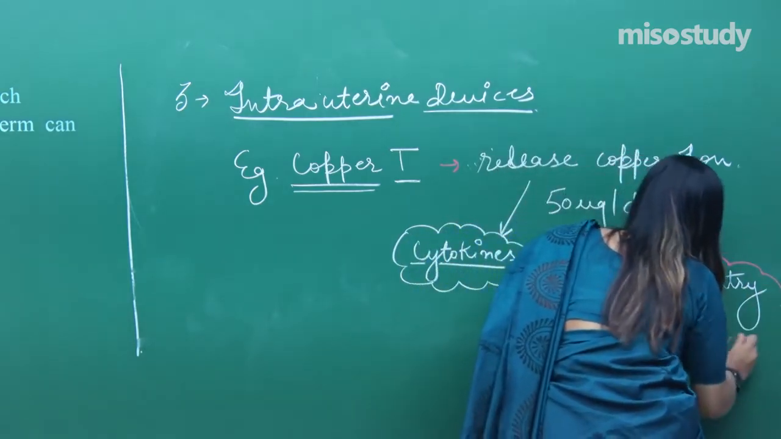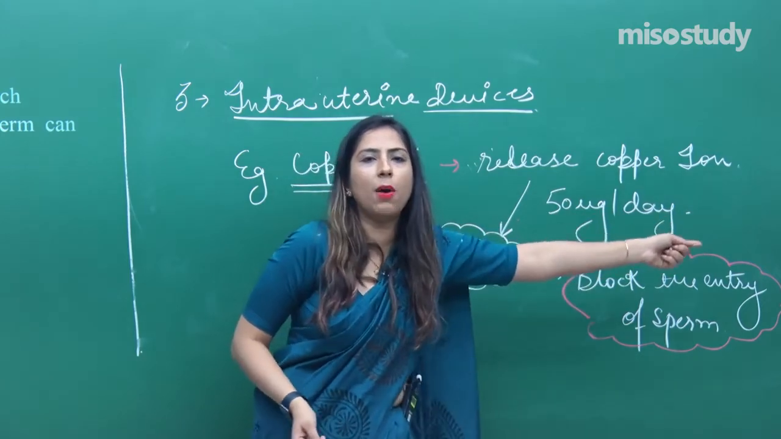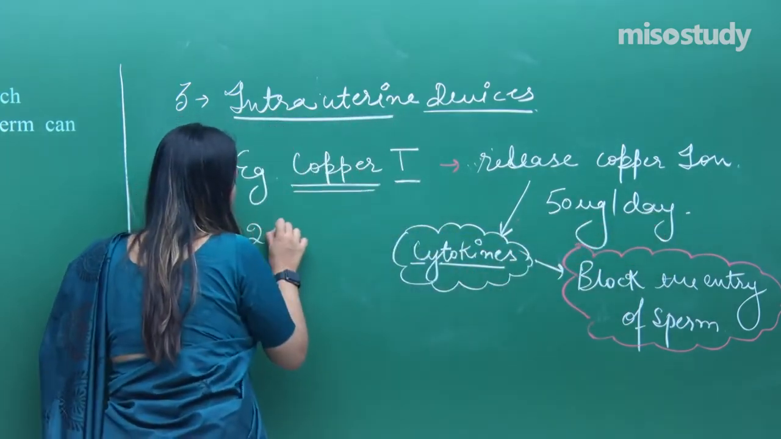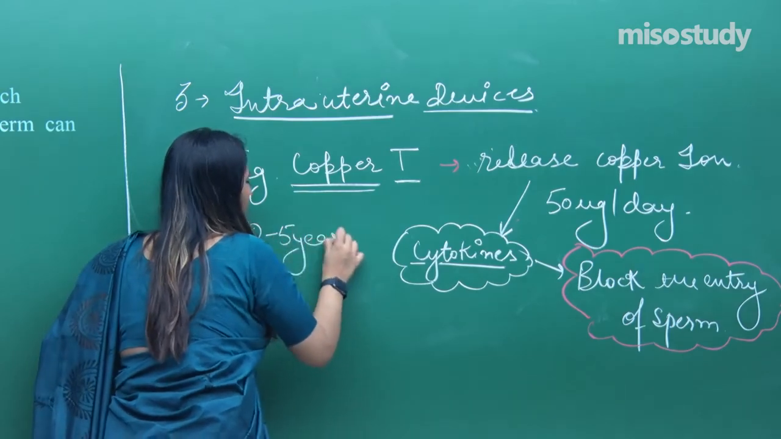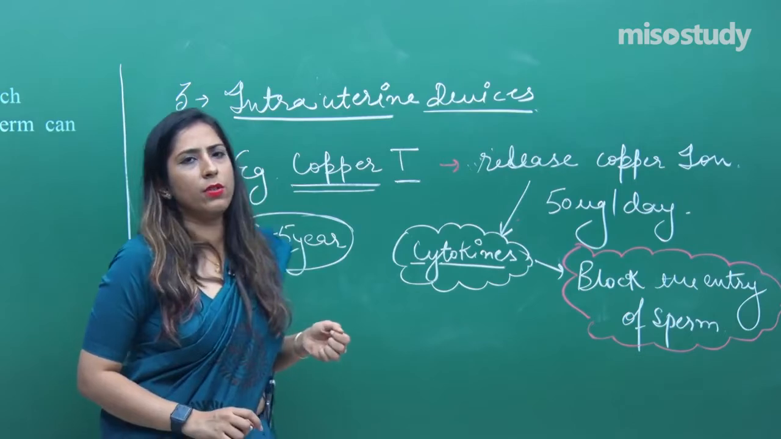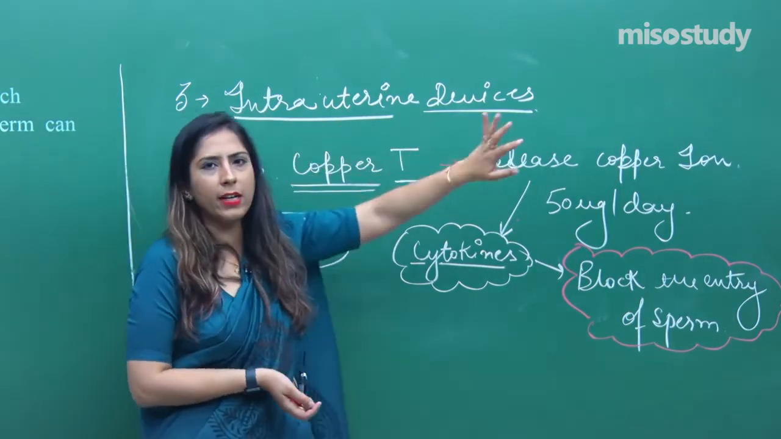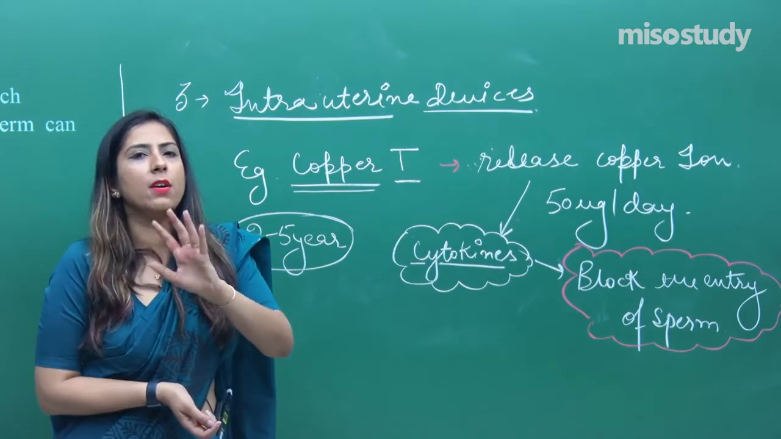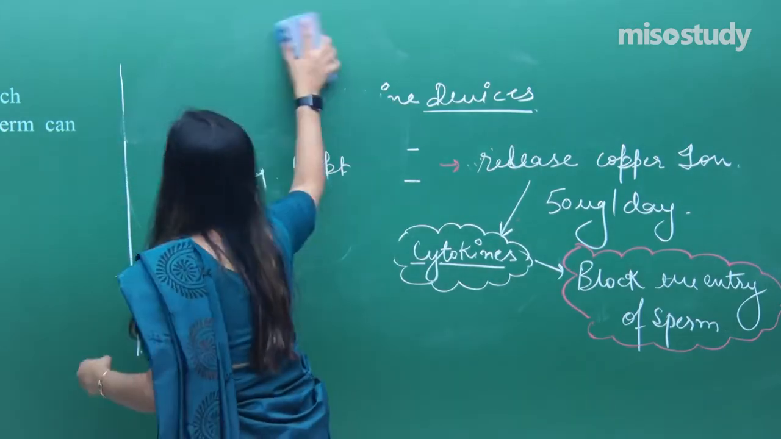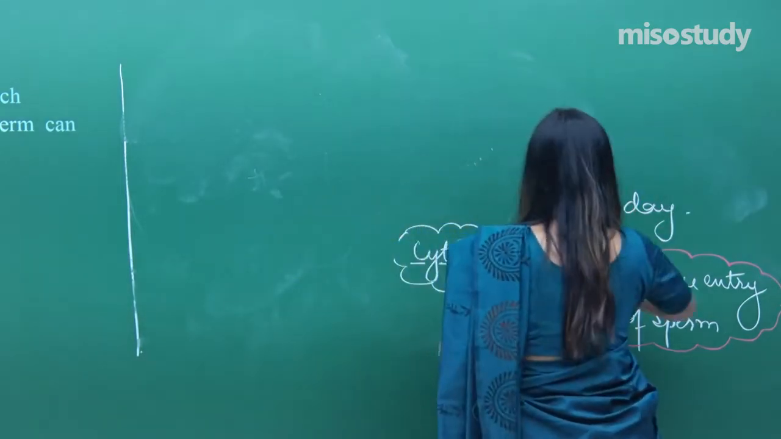Now, as copper is released at 50 microgram per day, this copper T has a specific life, around 2 to 5 years. Right? Some others are also there, like multi-load 375. So many properties are available in what are called intrauterine devices, right? The main thing is that it prevents fertilization, students, right? So students, this was the third question and we have discussed all three aspects, right?